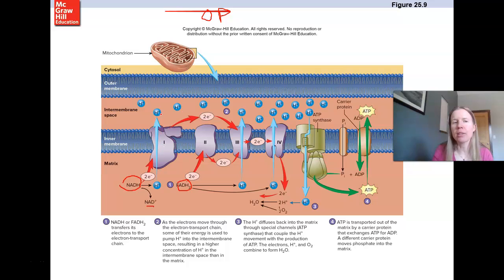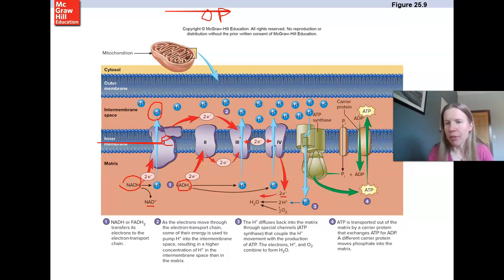So notice what happens here. The protons are getting pulled into the space between the 2 membranes, the inner membrane space. The electrons are getting pulled into this electron transport chain, and they are going to keep getting handed down through the electron transport chain, right? They keep moving to a slightly lower energy level. Eventually they'll come back out the bottom inside the mitochondria.